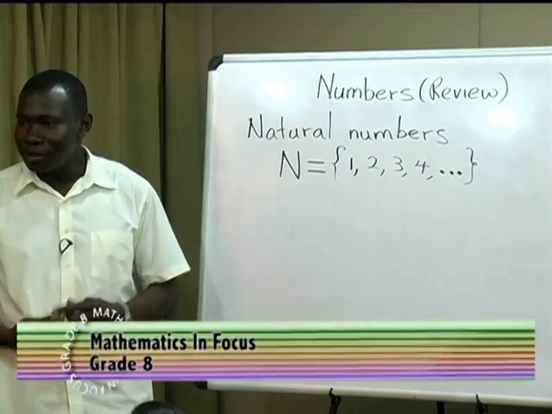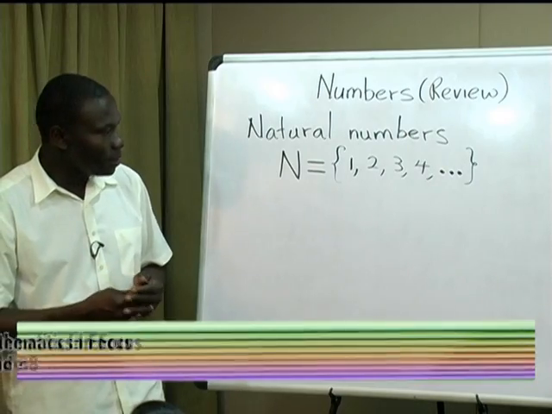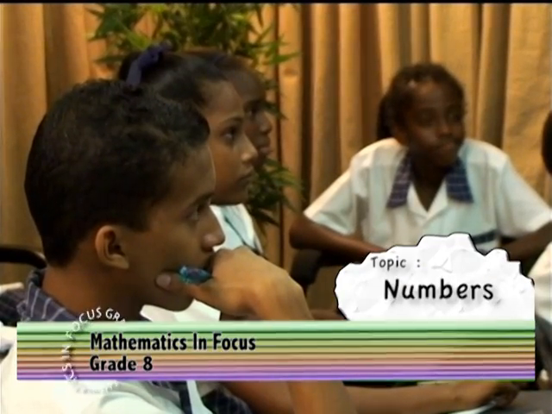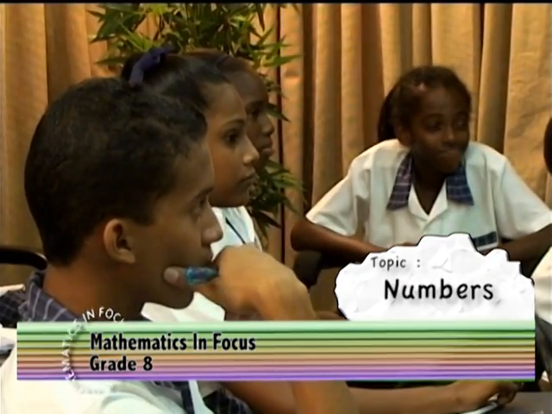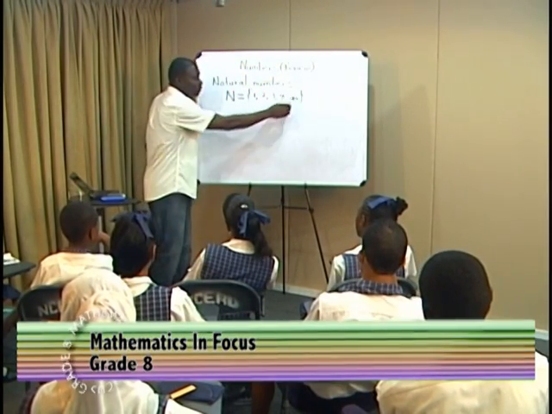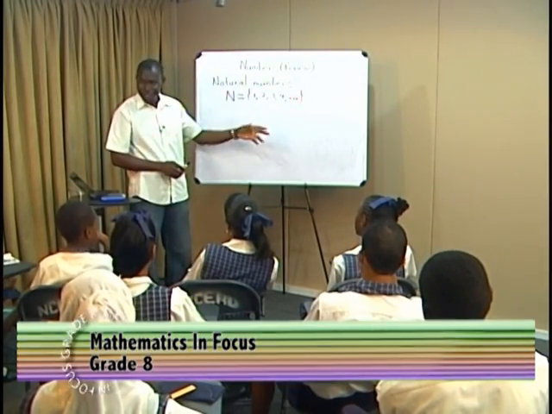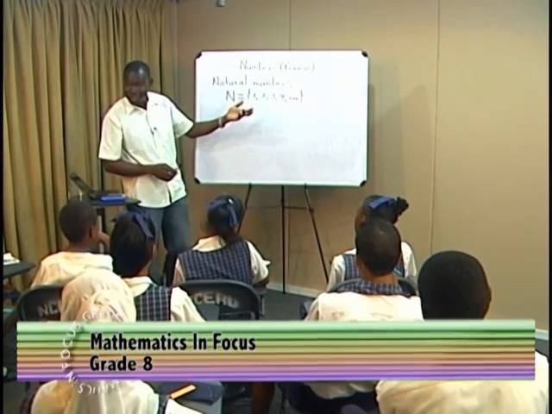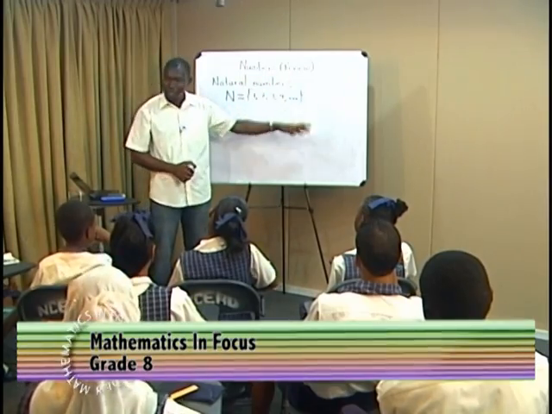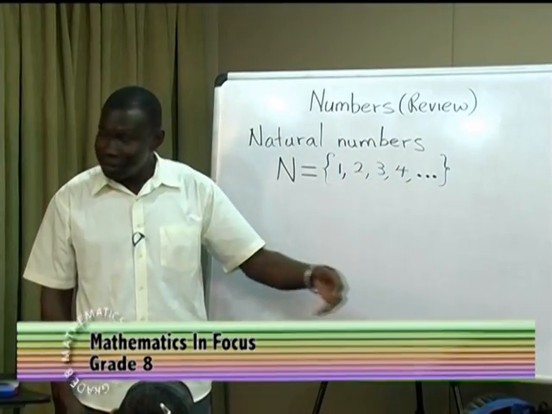Somebody might want to know what those 3 dots mean. Who can say what those 3 dots mean? Anyone? Come on, I know you know it. All right. These 3 dots mean that we can go on and on and on. So it means that you do not stop at 100, nor 1,000, nor 10,000. You can keep going on.